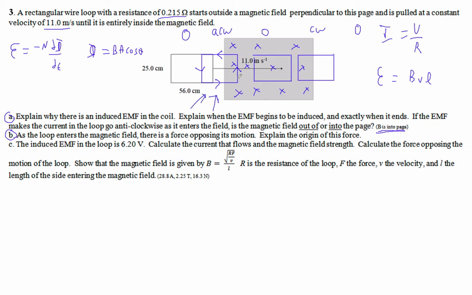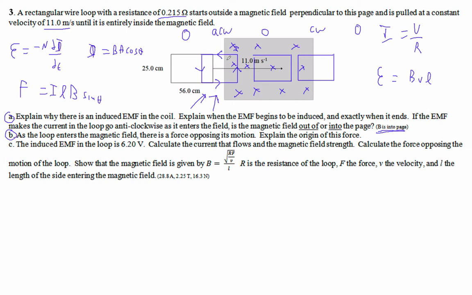Notice that there's a current flowing up the page. We're going to use force equals ILB sin θ. In this case, θ is 90 degrees or something like that. And notice in this little segment right here, the current is flowing up. So put your index finger up the page.